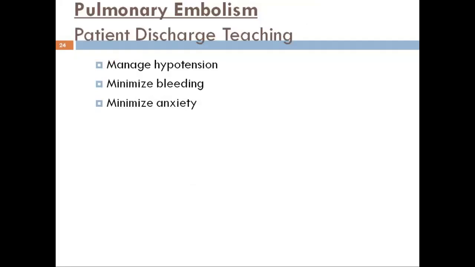And then when the patient is being discharged, you have to manage the hypotension. You want to minimize bleeding, and also minimize anxiety. Okay, so we need to teach the patient about some of these things before they are discharged. So in summary, this is what pulmonary embolism is all about, and some ways in which it can be prevented, and some ways in which it can be treated.